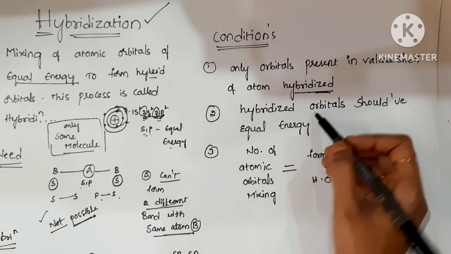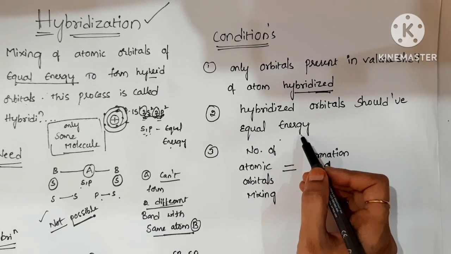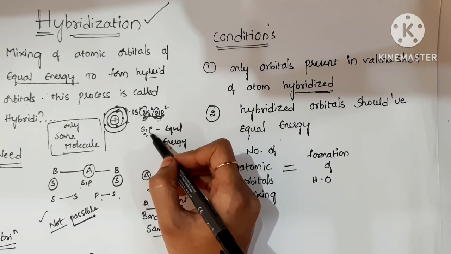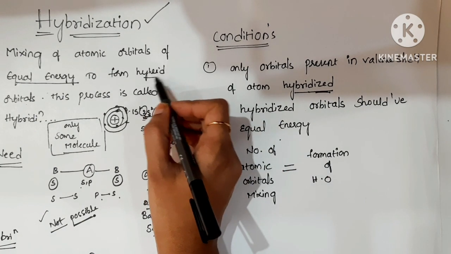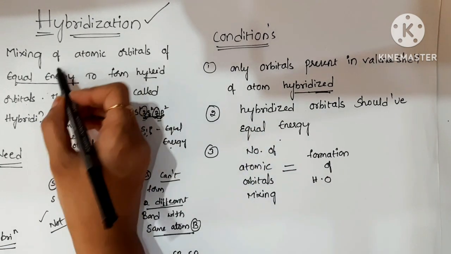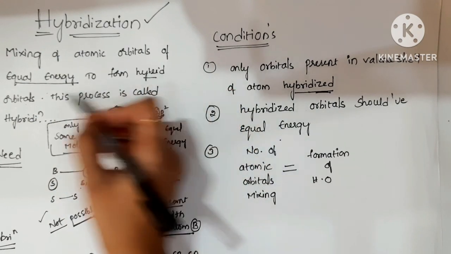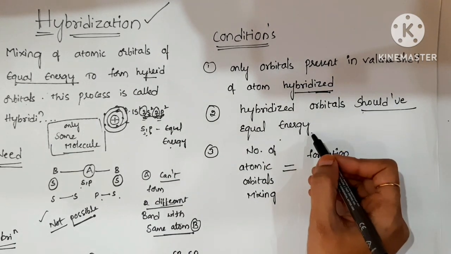And the second one is hybridized orbitals should have equal energy. That means the atomic orbitals mixing to form hybrid orbitals have equal energy, and the hybrid orbitals also have equal energy.